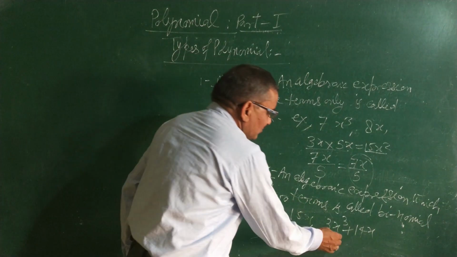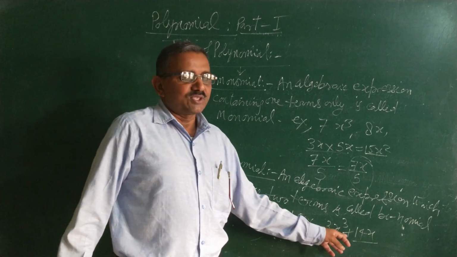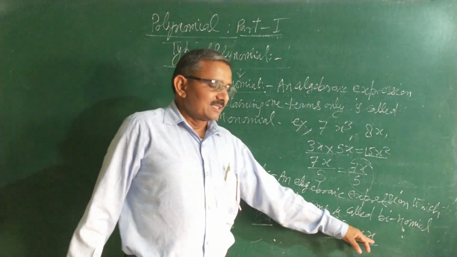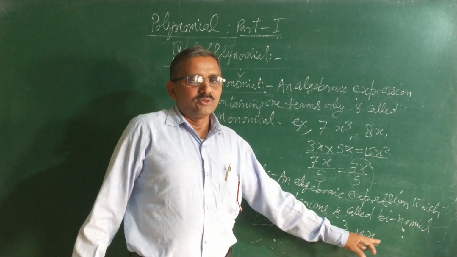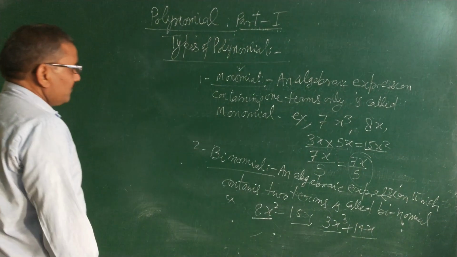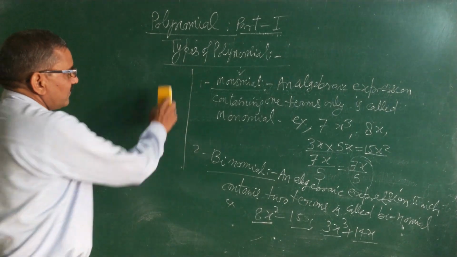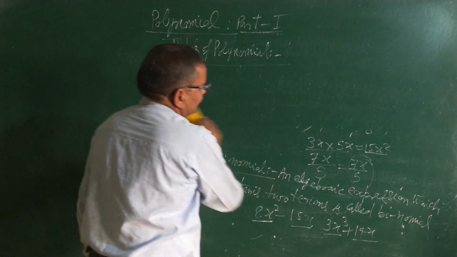Again here the next one is 3x cube and 14x. That is separated by plus sign. That's why the whole expression is also a binomial. Again the third one is trinomial.